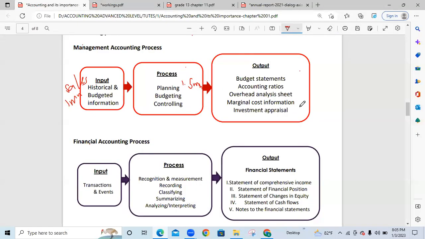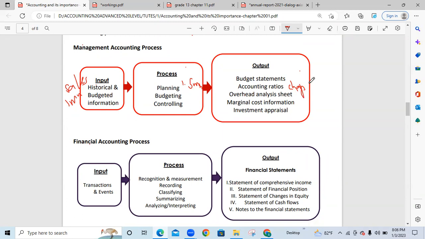Then, guys, another output is ratios. Ratios will find the relationship between elements. When you go to grade 13, I'll tell you what these are in detail. You will study them. All you need to know now is the terms. In grade 13, you will study in detail.